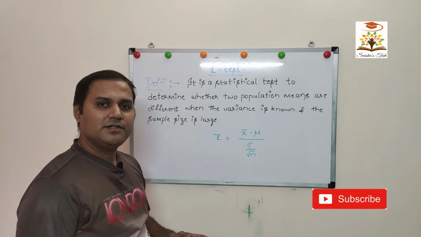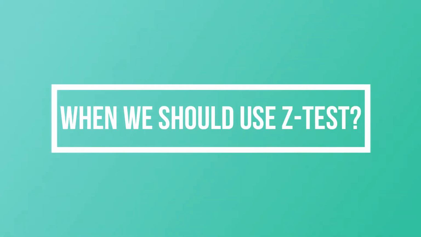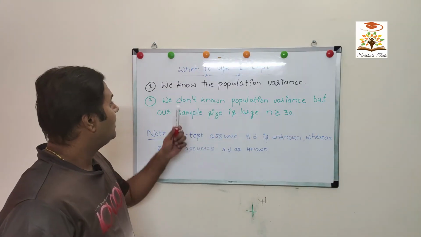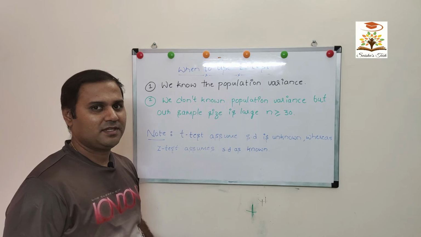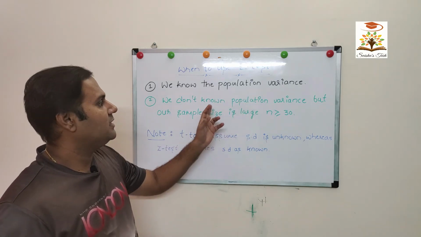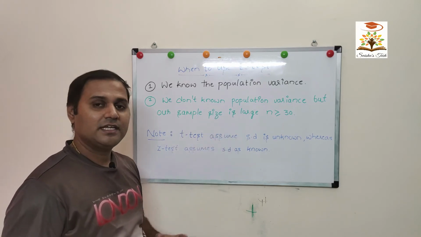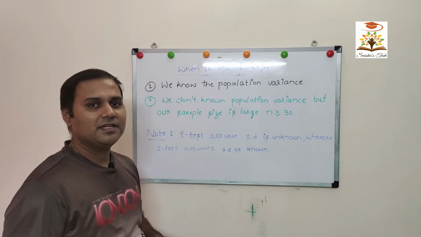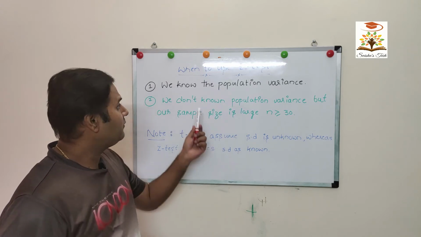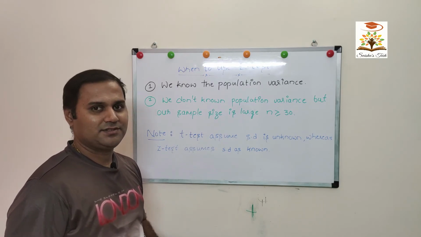Now let us understand when to use Z-test as compared to t-test. When we know the population variance, we go ahead with Z-test. If the population variance is not known to us, but the sample size is large, where large means the sample size is greater than or equal to 30, then we use Z-test. If both these conditions fail, then we go ahead with t-test.